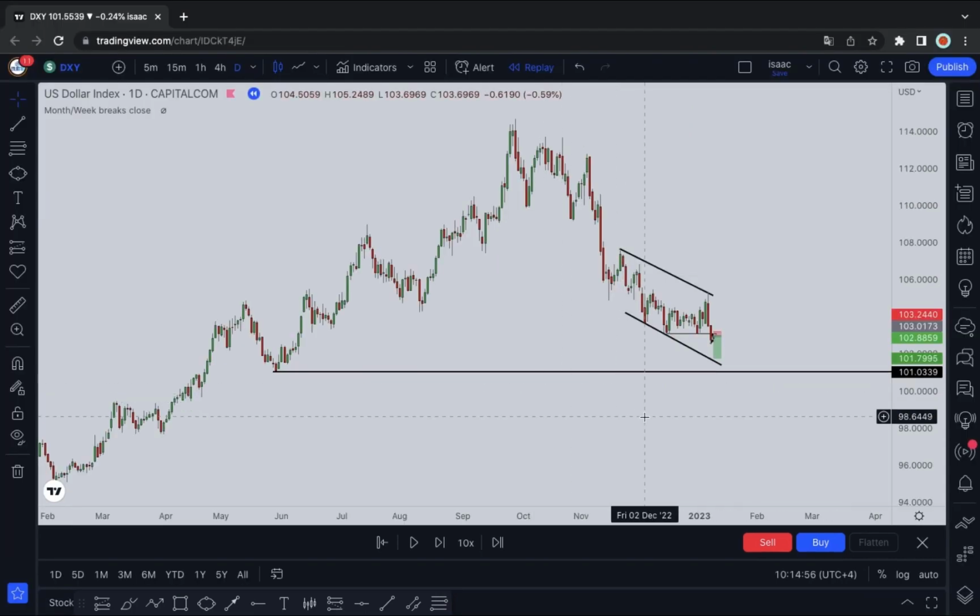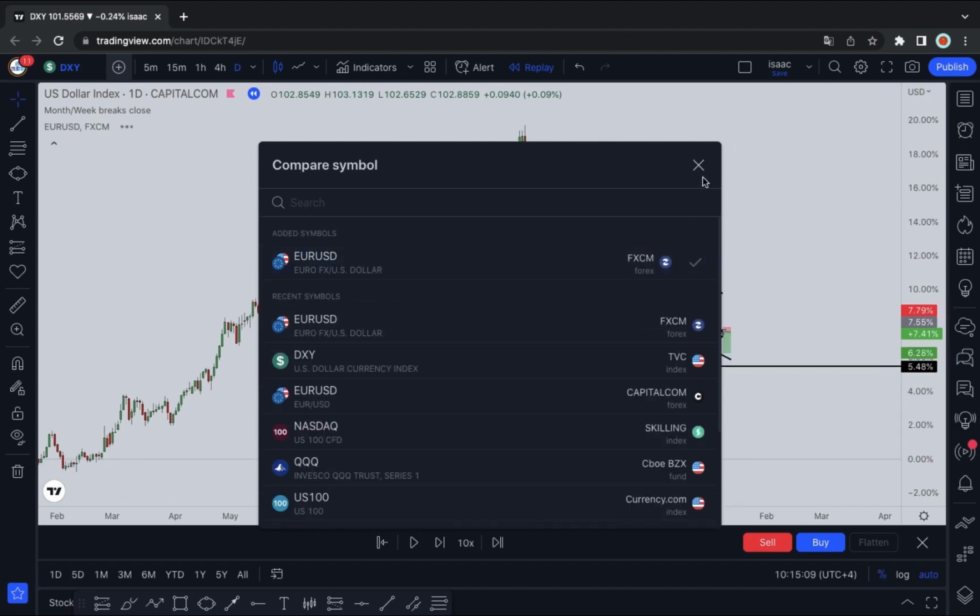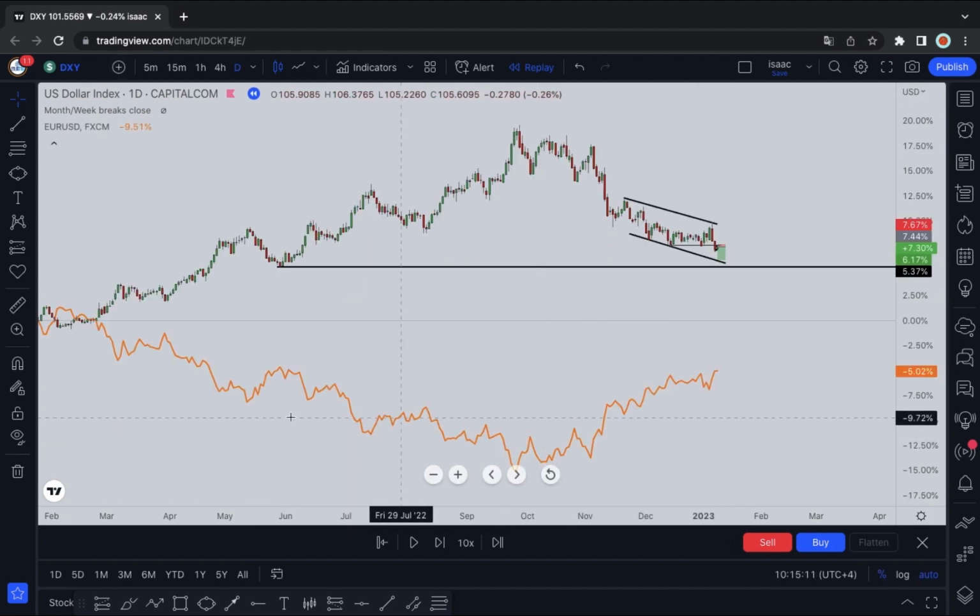So on TradingView at the top left, you can click this button right here. This is the compare button. And then we can compare one pair to the other, right? So I'm going to compare the DXY with the EURUSD. And this is what we have right here. So this orange line is the EURUSD.